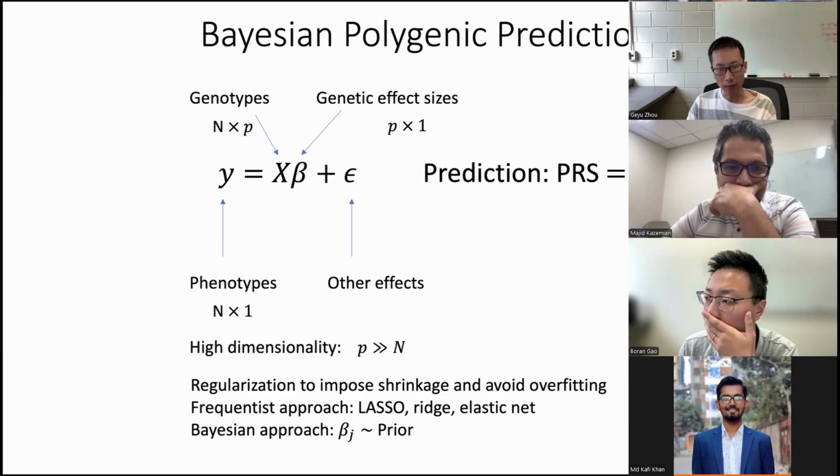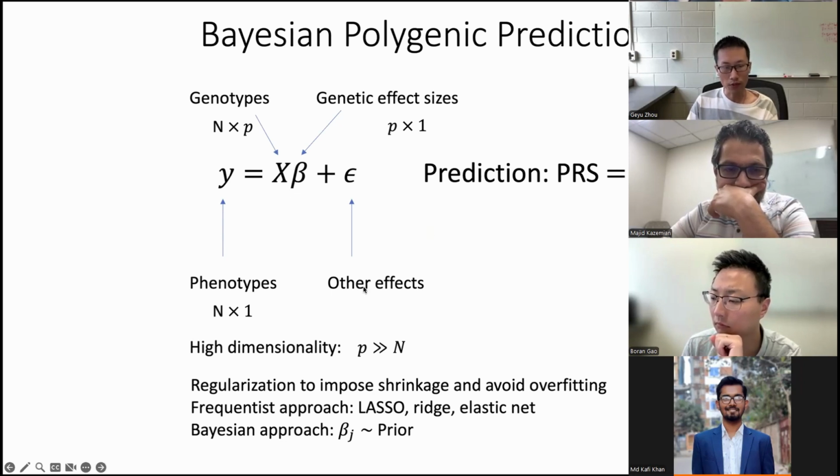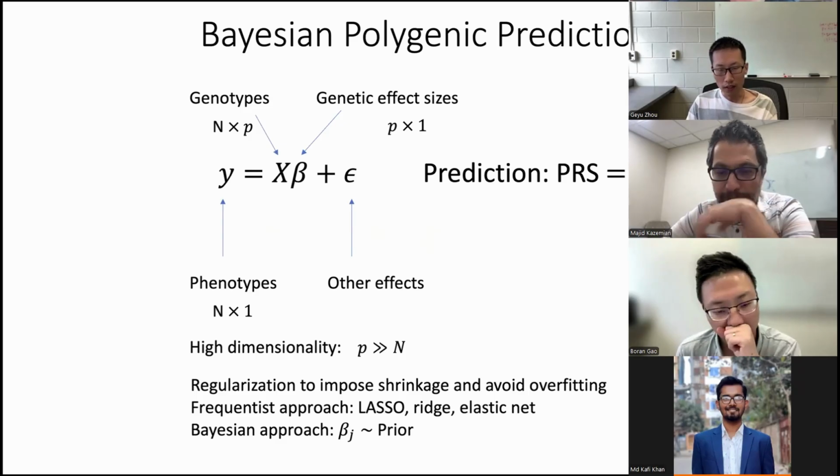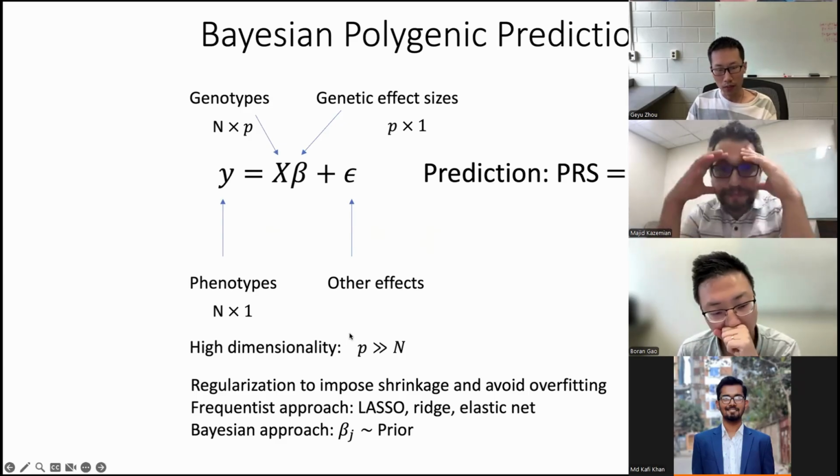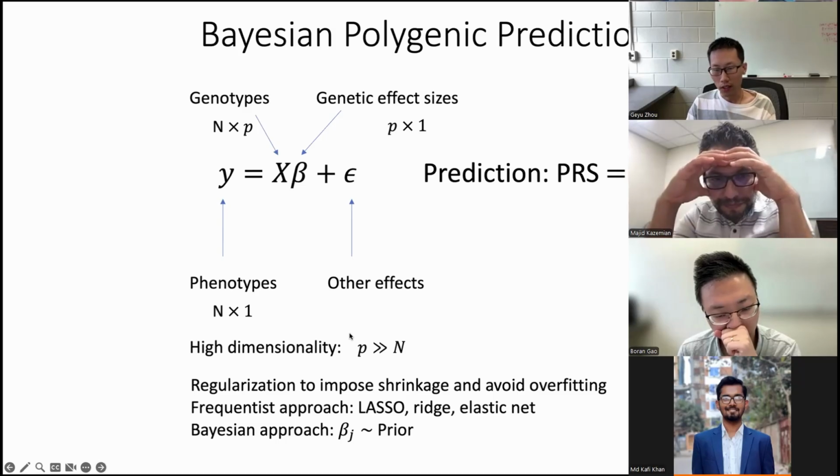So there is a high dimensionality problem, which means we cannot use ordinary least squares to fit the model due to the rank insufficiency of X. And typically, people prefer to perform some regularization and impose shrinkage to avoid overfitting. In the traditional statistics or machine learning literature, there are frequentist approaches such as lasso, ridge regression, or elastic net that can be helpful to build such a machine learning prediction model.